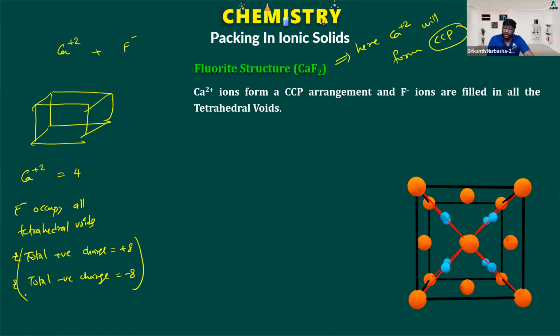And what type of coordination number? Try to think of coordination number around Ca plus 2. This is Ca plus 2. Around each Ca plus 2, how many F minus are there? Nearest neighbors. Coordination number of cation Ca plus 2 is present here.